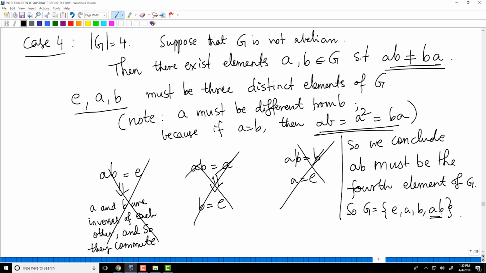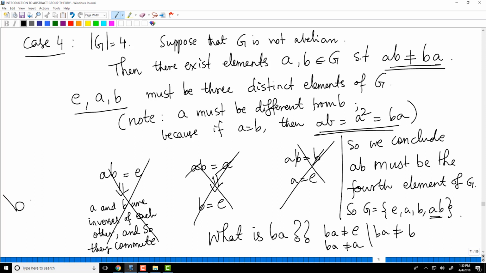Okay. But now what has to be BA? BA is also in the group, right. So, BA can be E, but if BA is E, the same problem happens. B and A are inverses of each other and hence they commute, which is not possible. So, BA can't be E, BA can't be A for the same reason as before, and BA can't be B. So, BA must be AB, right. So, again contradicting the hypothesis.